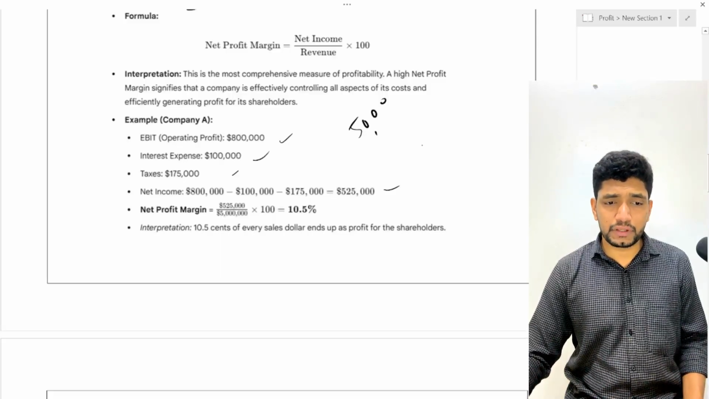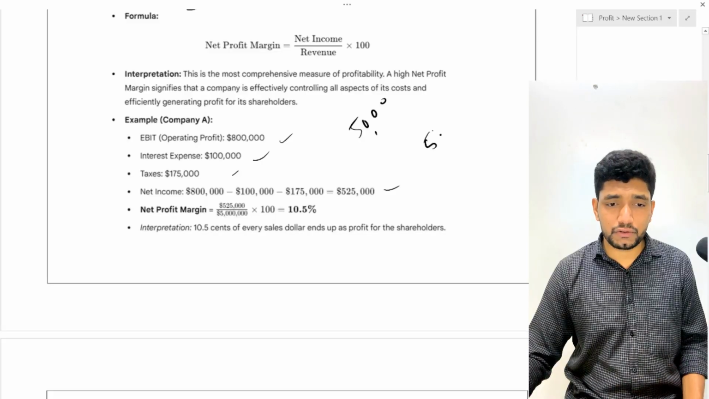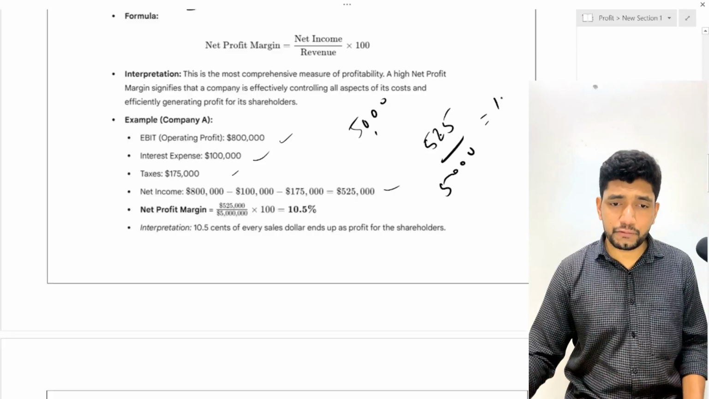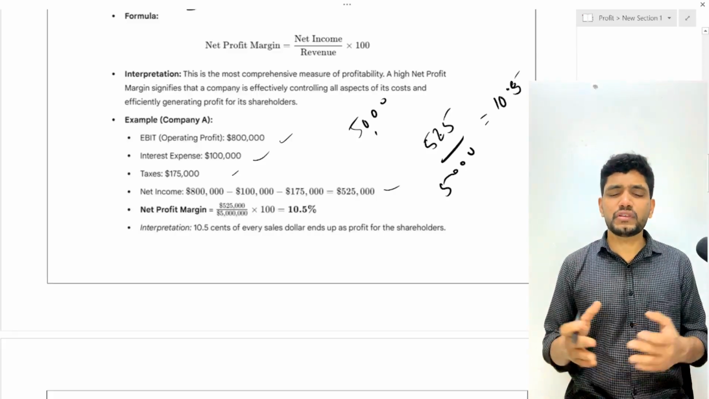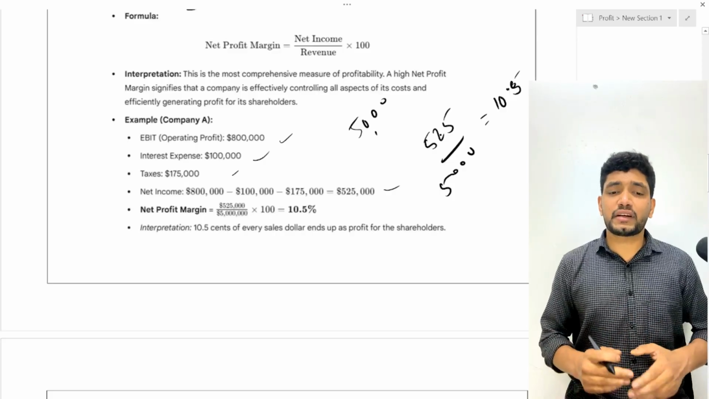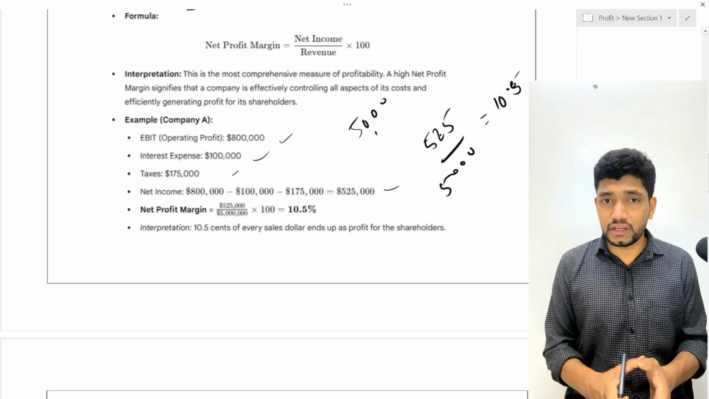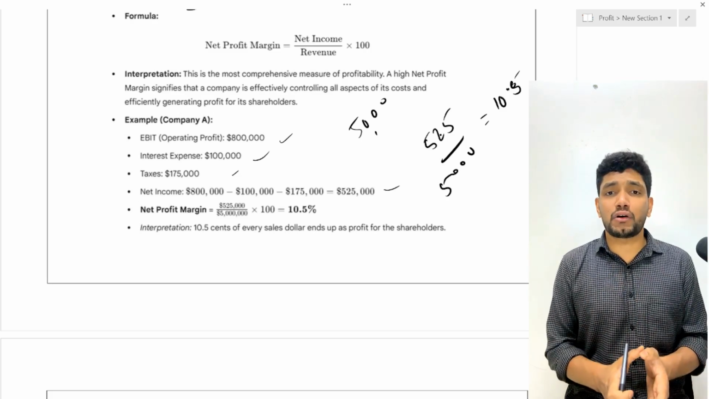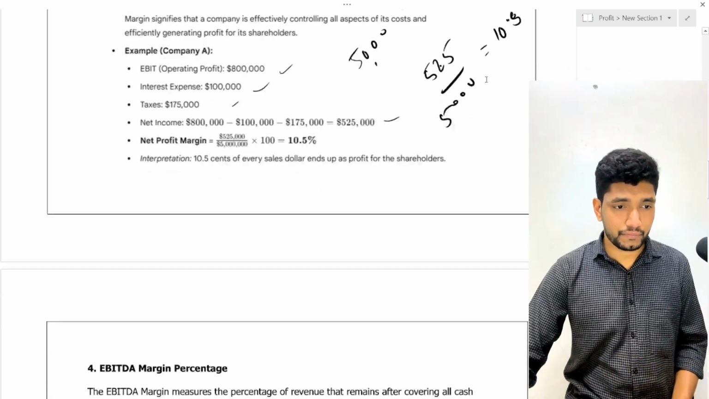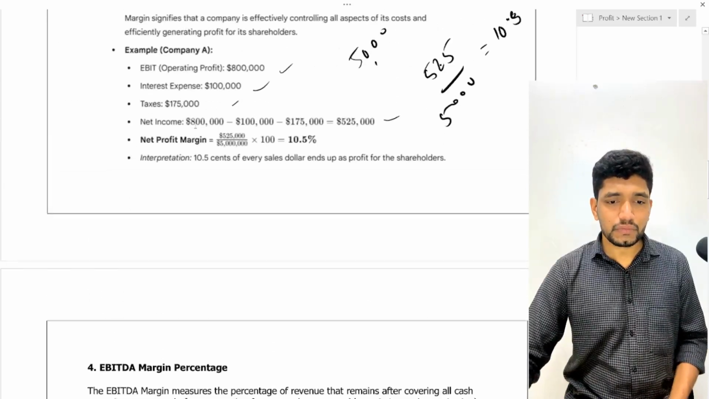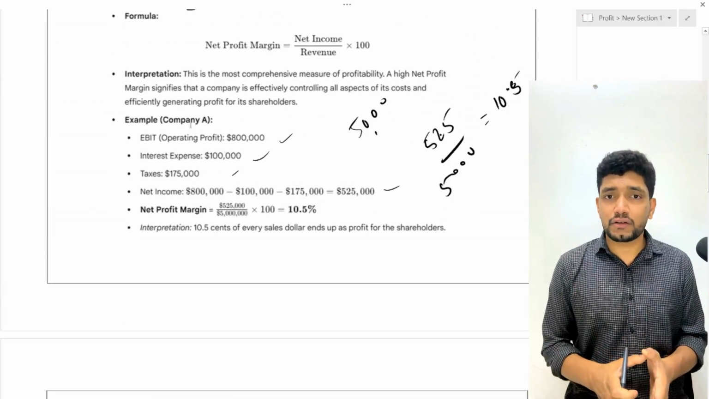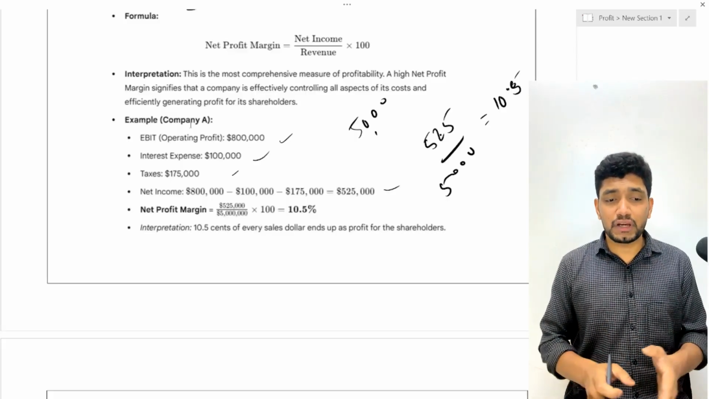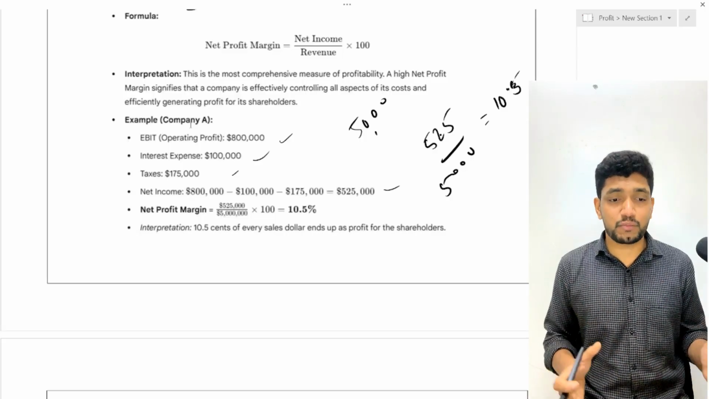So the net profit margin is 525 divided by 5 million. That is 10.5%, which indicates that this company is retaining 10.5 cents as net profit in the company for every $1 of sales. So again, this 10.5% is the net income that is available to distribute to its shareholders as profit.